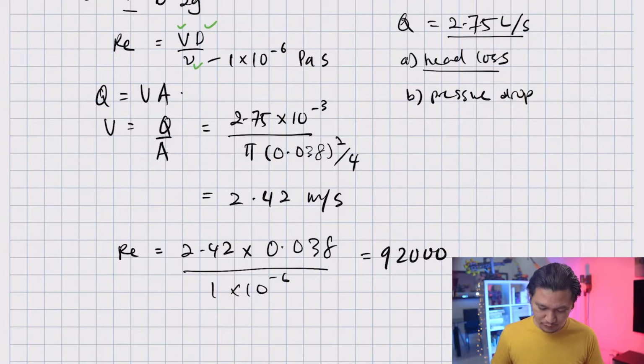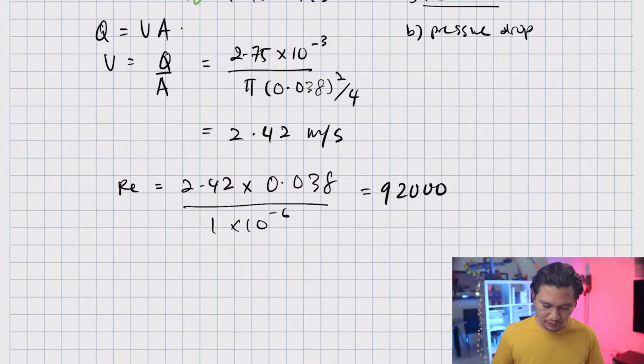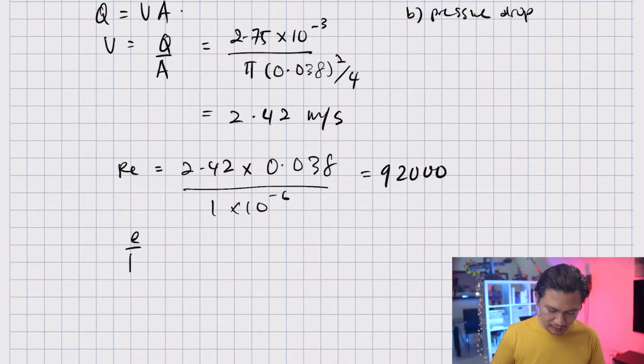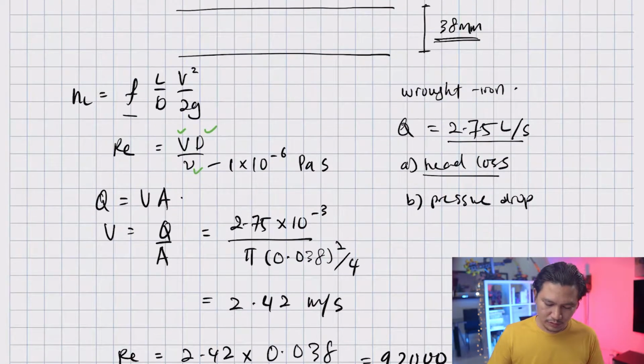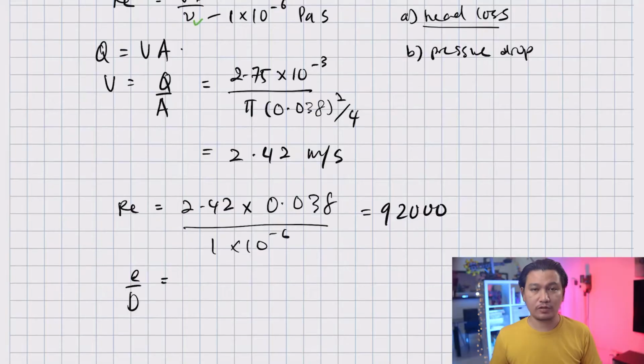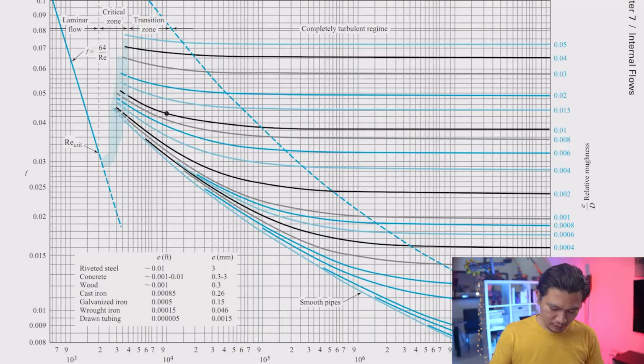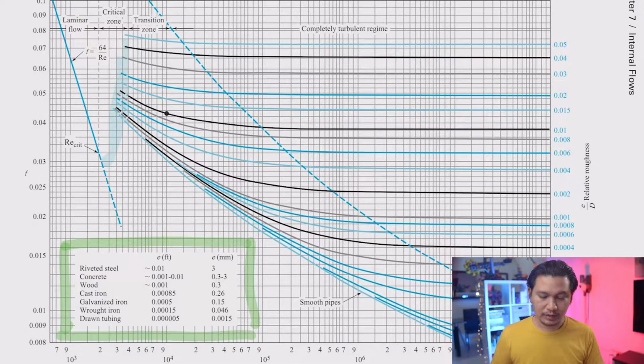The next thing that we need to find is the relative roughness, that is E divided by D. For the relative roughness, we need to know the material, that is wrought iron. To find it, let me bring you to our Moody chart. Inside the Moody chart, look for this region, where you can find the surface roughness, that is E. We are looking for wrought iron, so our E is 0.046 millimeter.